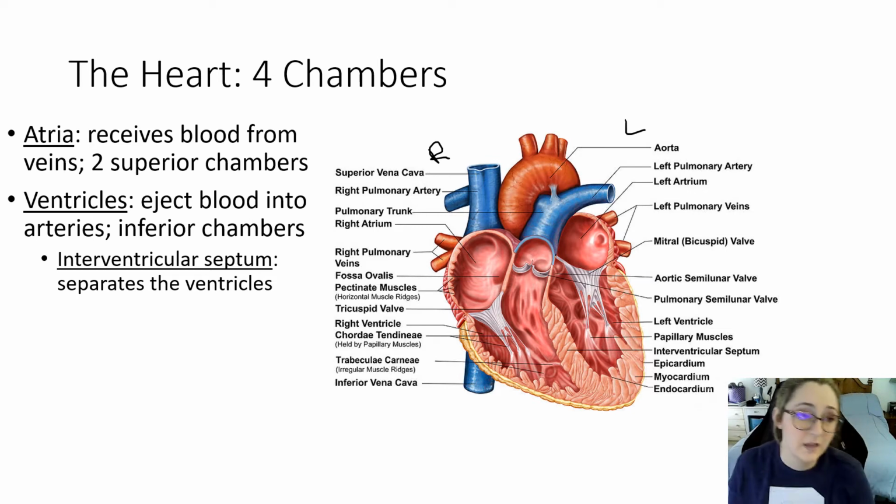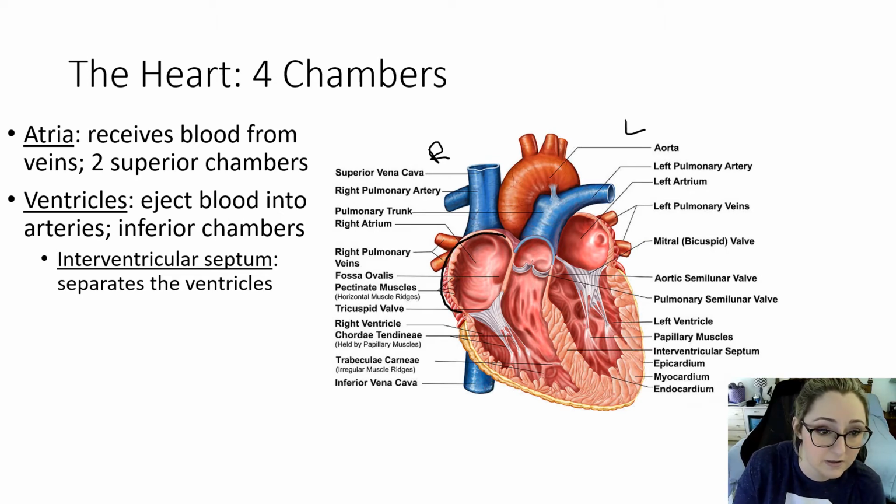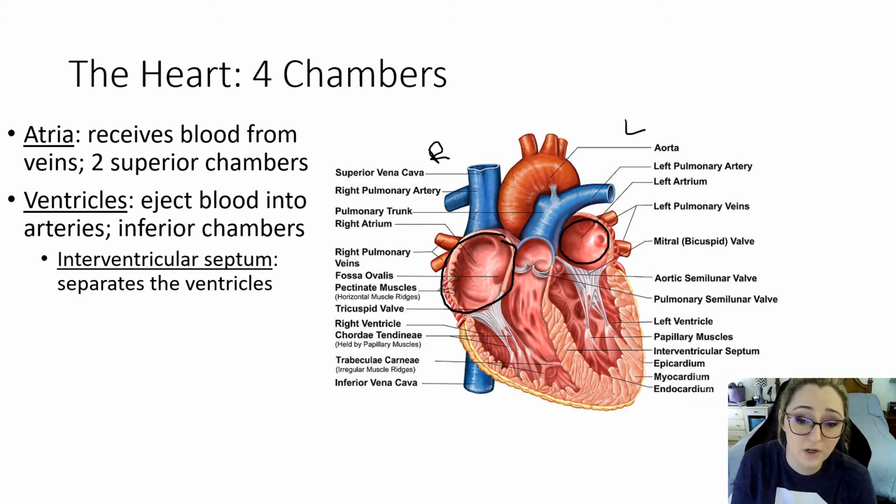So the atria are going to be the two chambers at the topmost portion of the heart. We have our right atrium and our left atrium. These are the most superior chambers. They are going to be the chambers that receive blood from the body. So wherever in the body it is coming from, it is receiving blood.